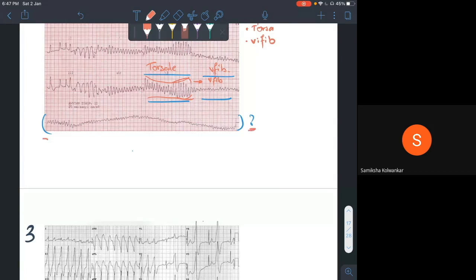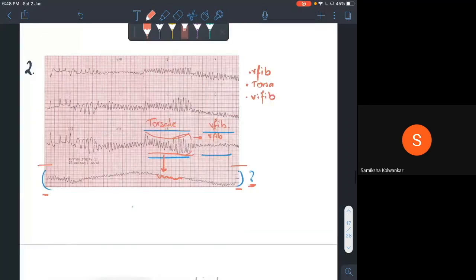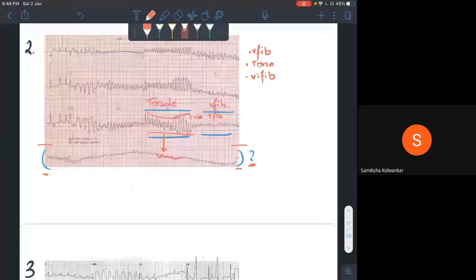What do you think this is? And why is it not aligning with the upper ECG? So for example, here you have torsades, but here you're seeing VFib, right? So this is what is called a separate running ECG, which is taken successively after the change happens from torsades to VFib. So we need to also understand that torsades and VFib can alternate between each other.